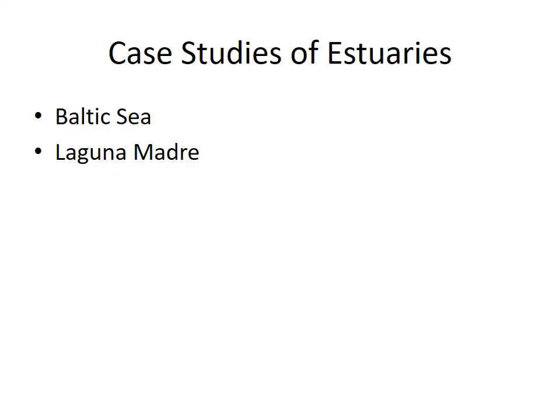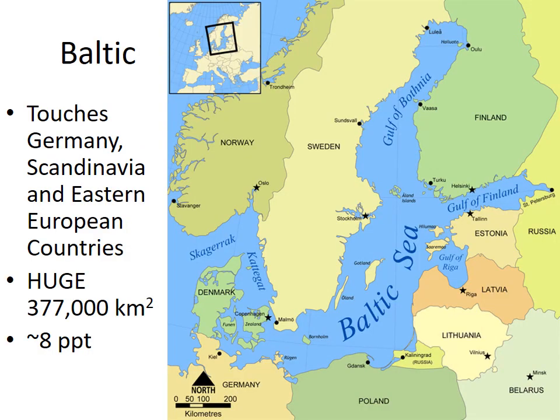All right, so we're going to talk about two weird estuaries, the Baltic Sea and Laguna Madre, because these exceptionally strange estuaries will help give us some insight into the ecosystem properties of estuaries in general. So we'll start with the Baltic Sea. Baltic Sea is the biggest estuary in the world as far as I'm aware.